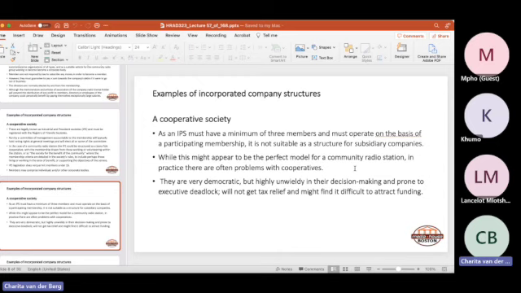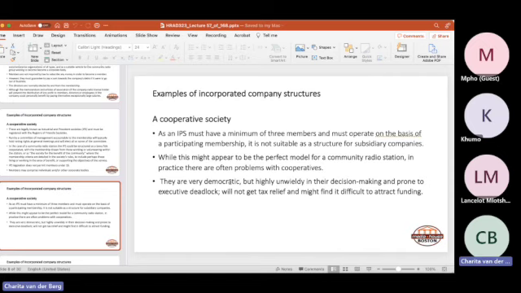But in practice, there are often problems with cooperatives, which is why our community radio stations aren't really structured this way, well, in South Africa. So they are very democratic, but highly unwieldy in the decision-making and prone to executive deadlock, okay? So if both of us have a stance and neither of us are willing to move on our stance, we're sitting in a deadlock, and then it's quite difficult to figure out what we need to do next. So, yeah. Also, it will not attract tax or tax rates reliefs, and it may be difficult to attract funding with this kind of model.